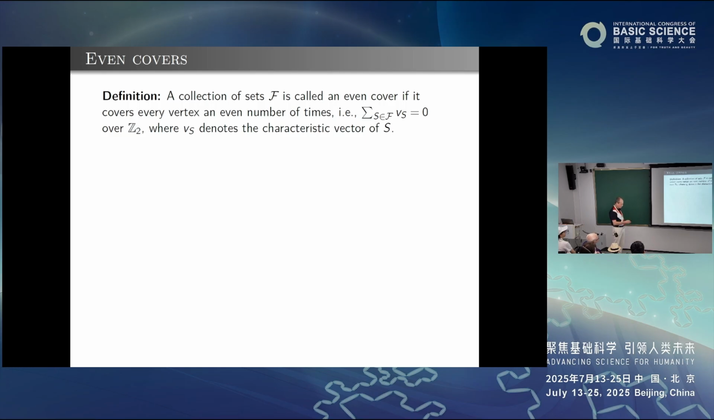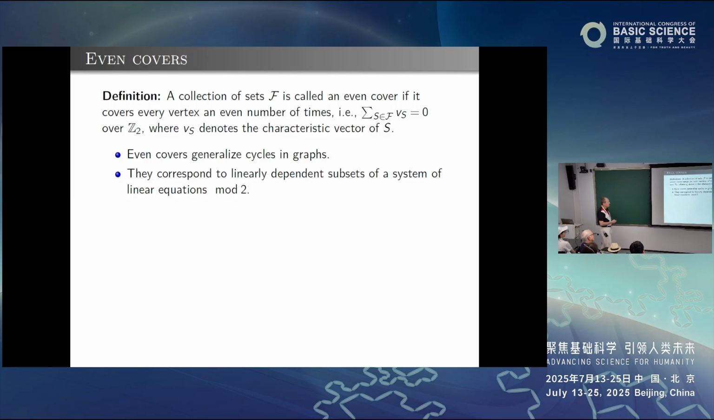The way to look at it in coding theory: you take a characteristic vector of a set, which means a vector whose length is the size of the ground set, and you put 1 on the elements of the set and 0 otherwise. And if you add these characteristic vectors, your family is an even cover if these vectors are linearly dependent. Their sum is 0. So even covers are a very natural generalization of a cycle, because a cycle in every graph is an even cover, the degree of every vertex is 2.